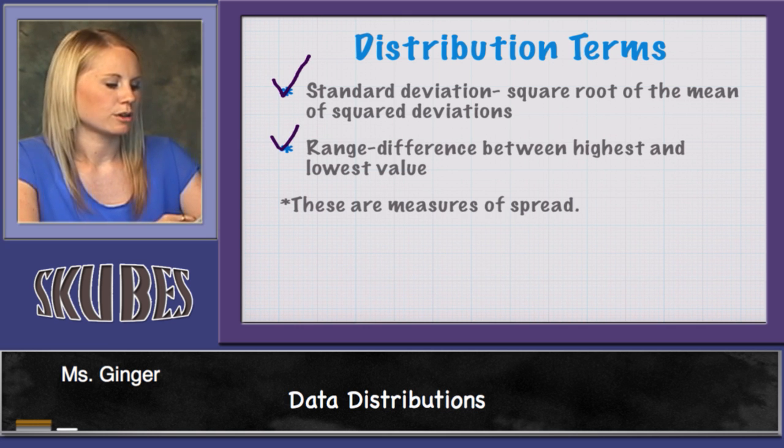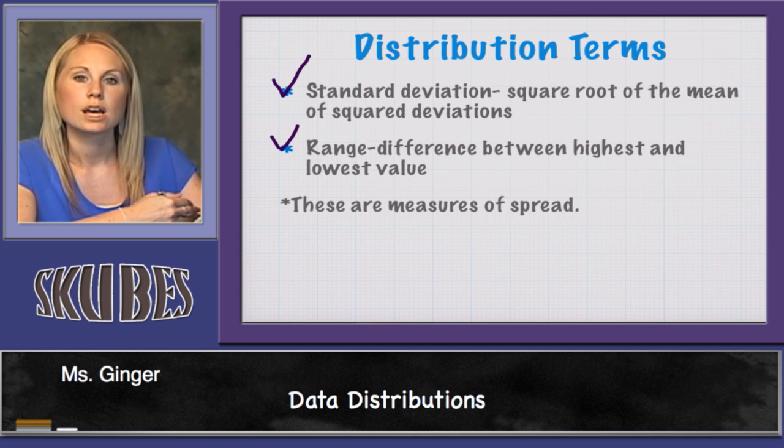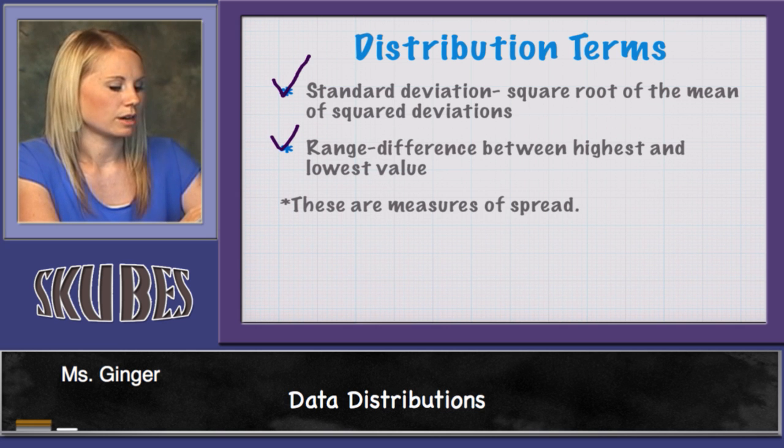And range tells us about our spread because range comes from the highest value minus the lowest value. So that tells us our whole range of data values and the values that they're spanning across.